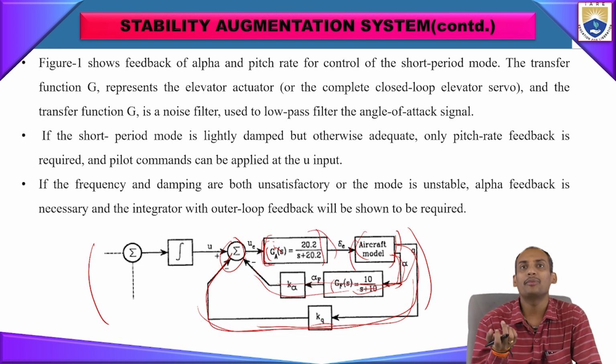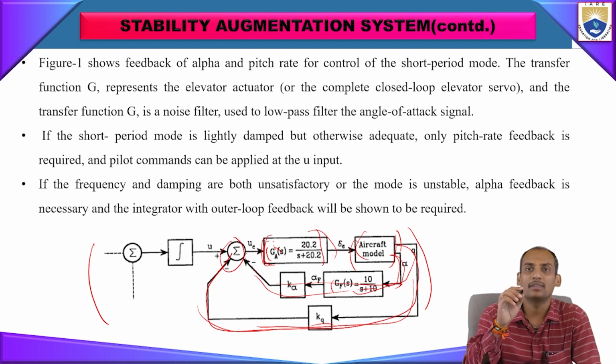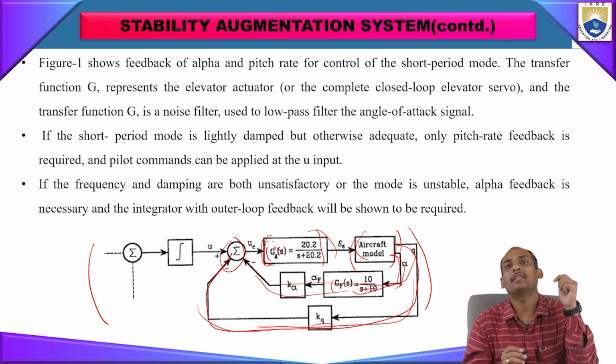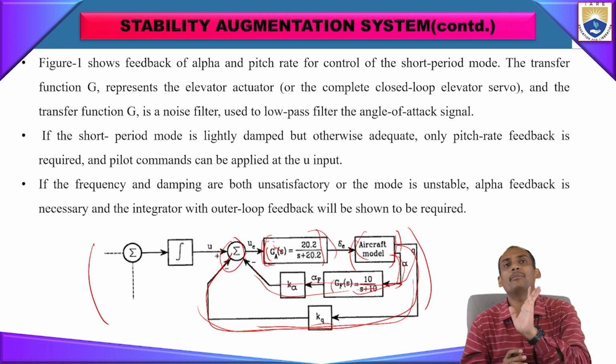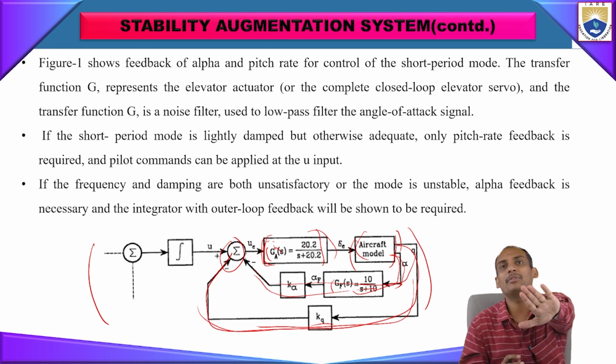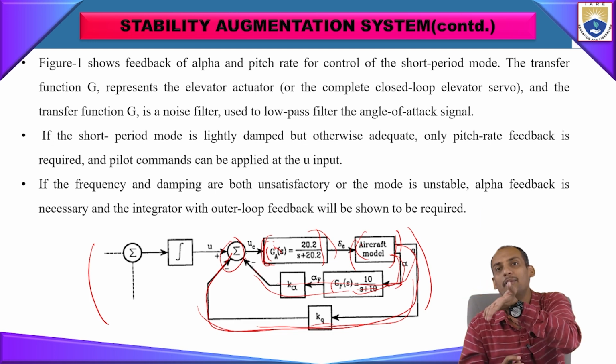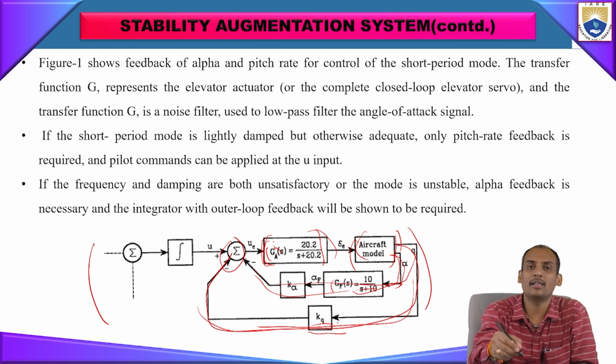If the short period mode is lightly damped but otherwise adequate, only pitch rate feedback is required, and pilot commands will be applied to that input only. Whenever this transfer function is operating at the short period mode, only the pitch rate feedback is required. Then the pilot commands will depend on this pitch rate feedback system only.